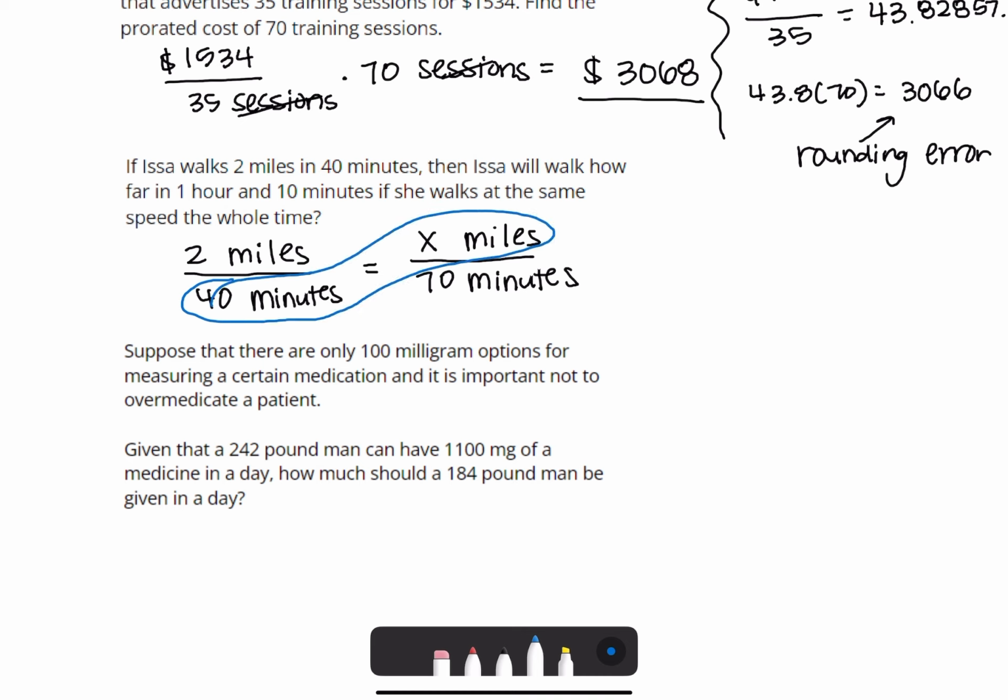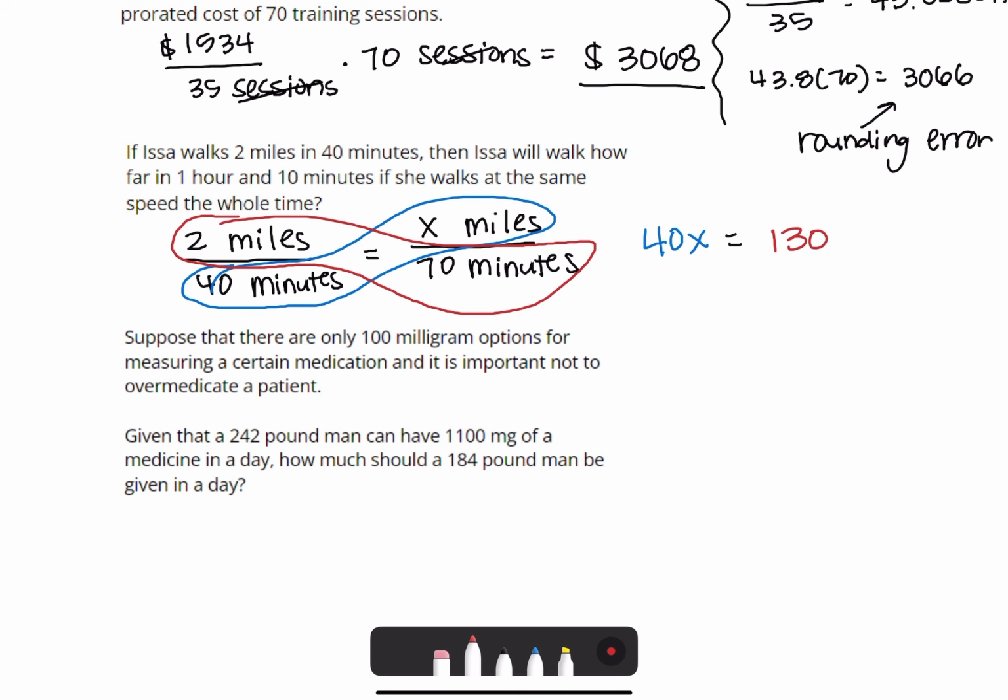So that's 40x equals, we'll do this other one in red, 2 times 70, which is 140. Oh, not 130, sorry. It's 140. Then we divide by 40. And we get 3.5 miles.